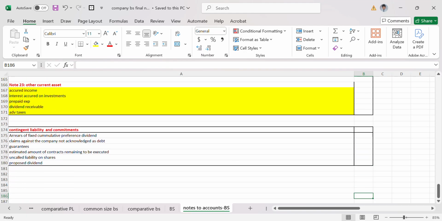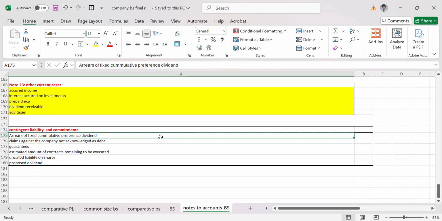Apart from this, if you see any of these things given in the question, this is not a part of the balance sheet, but you need to just prepare a working note for it, terming as contingent liability and commitment. This is only for disclosure purposes, doesn't come in the balance sheet.